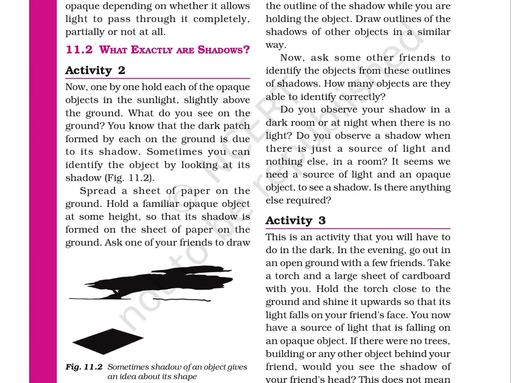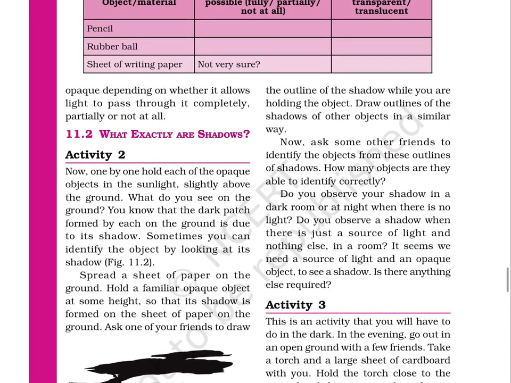Figure 11.2. Spread a sheet of paper on the ground. Hold a familiar opaque object at some height so that its shadow is formed on the sheet of paper on the ground. Ask one of your friends to draw the outline of the shadow while you are holding the object. Draw outlines of the shadows of other objects in a similar way. Now ask some other friends to identify the objects from these outlines of shadows. How many objects are they able to identify correctly?